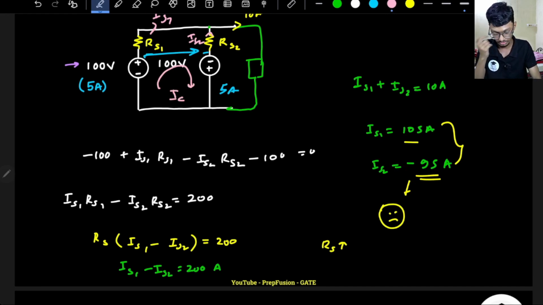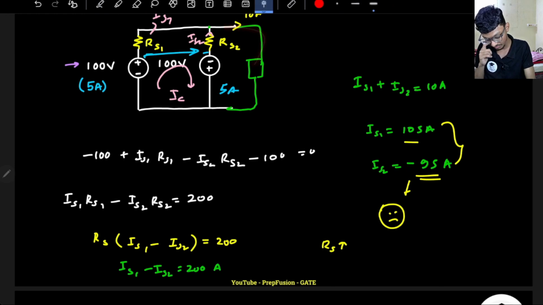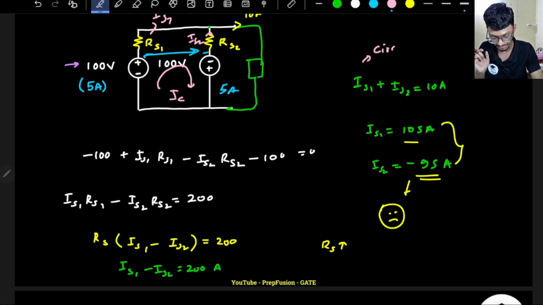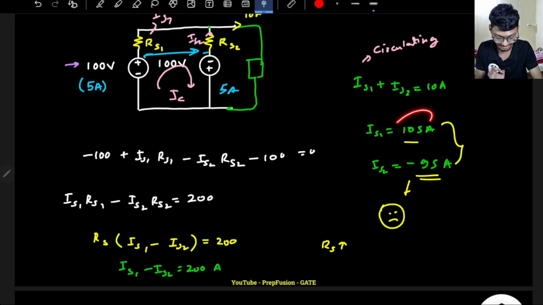So there are two currents. One is the current flowing to the load. Another is the circulating current that goes through the supplies, because there is a potential difference here. Previously there was zero potential difference, both were at 100 potential. Now there is a potential difference, so circulating current flows. That's a huge problem, right? Can you imagine 105 amperes? Your battery can only support 5 amperes, but the circuit is telling me 105 amperes will flow.